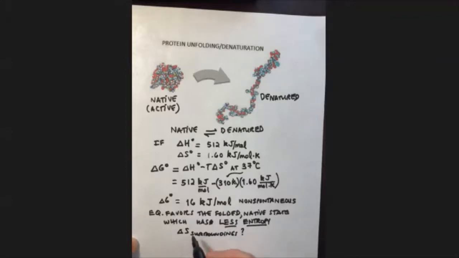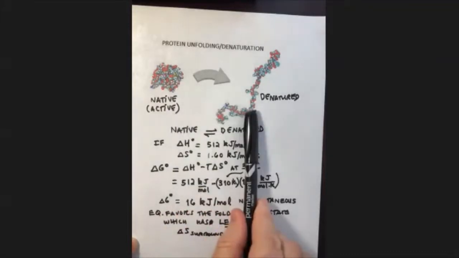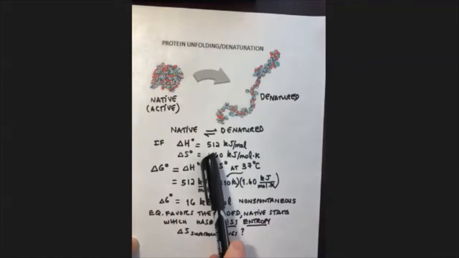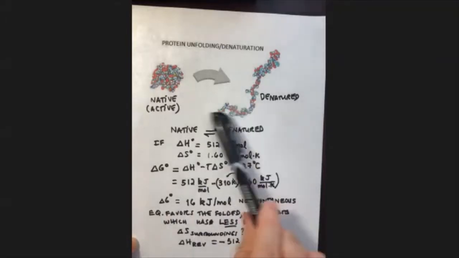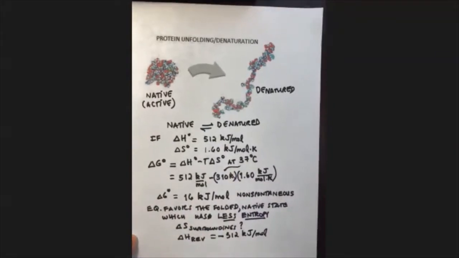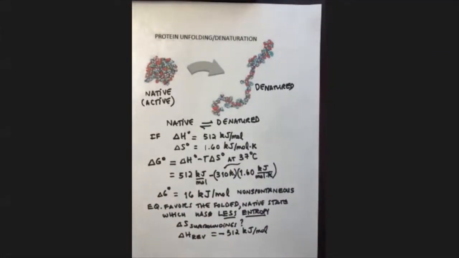Also, in the direction we're looking at, delta H is 512 kilojoules per mole, but delta H of the reverse process would be negative 512 kilojoules per mole. You are making so many of these intermolecular connections that the energy released might be enough to simply offset the lesser entropy of the native state. Right? Good. See, I knew you were thinking my way.